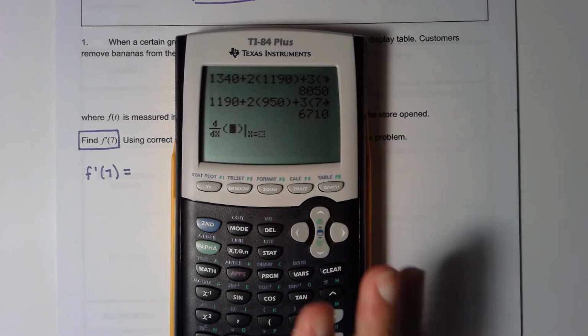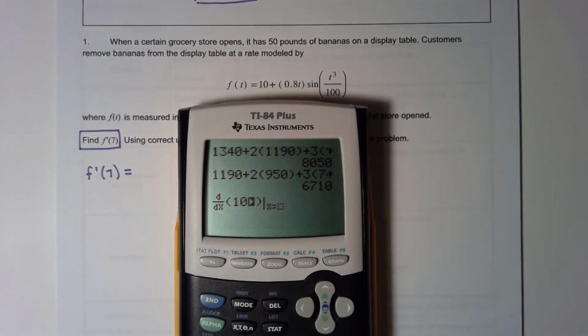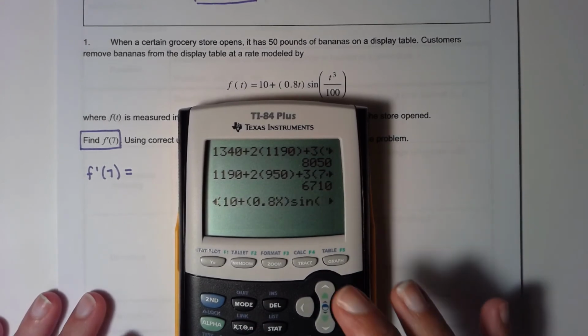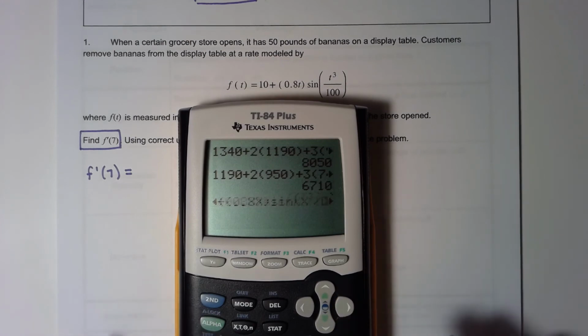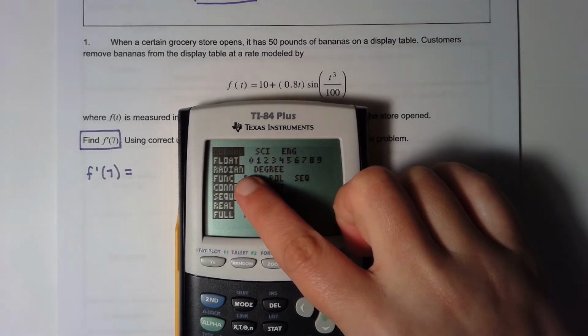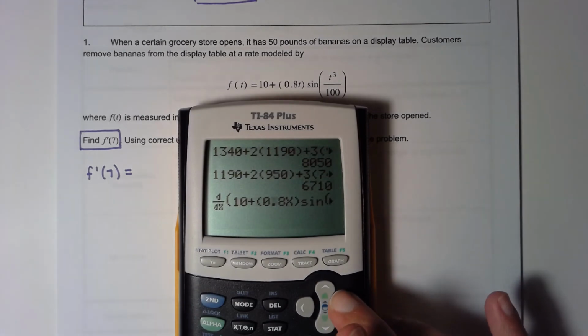Now, inside the parentheses, we're going to type in the function that we're trying to find the derivative of. So I'm going to type in 10 plus parentheses 0.8. Instead of t, I'm going to put x, because on my calculator, that's the variable I'm going to use. And then sine of, I'm going to have x to the third power and then divided by 100, and I'm going to close that parentheses. Now, real quick, I'm just going to make sure I'm in radian mode. If you go to mode, you can make sure you're in radian mode. You need to be in radian mode for all of your math problems for calculus.